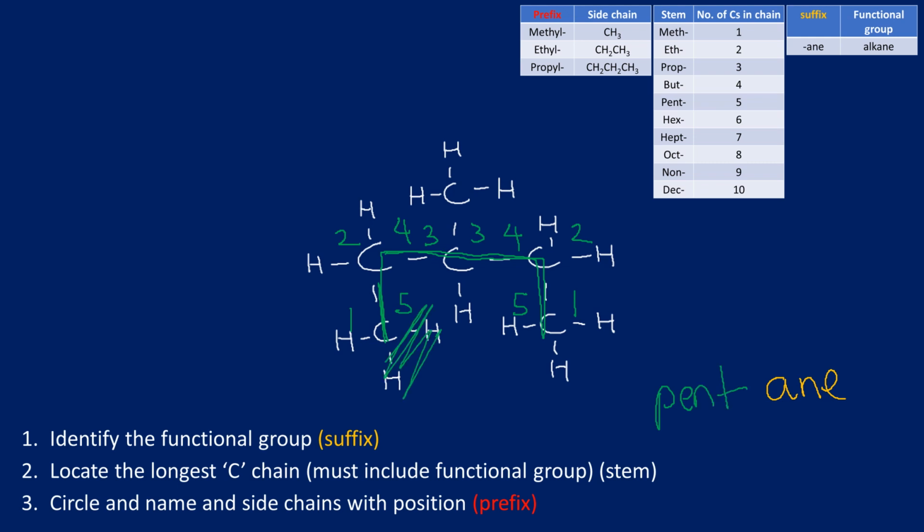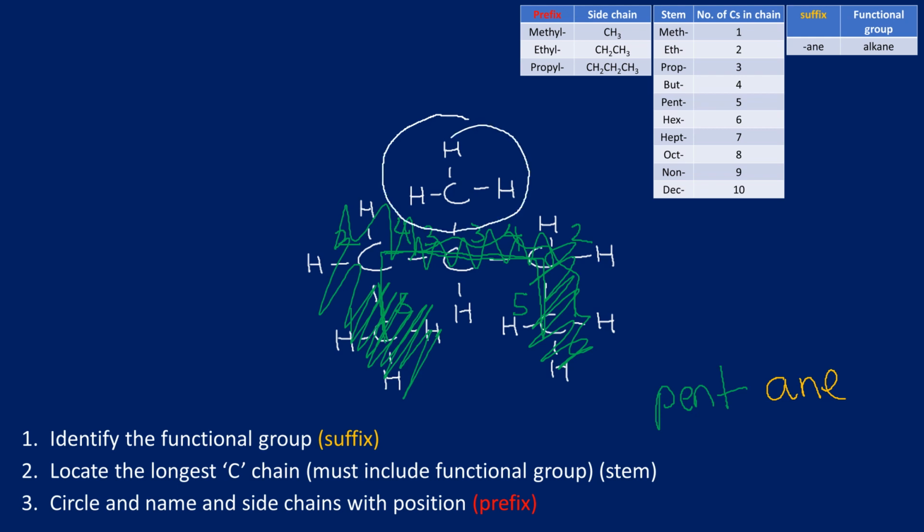So for the pentane, I've taken account of this part of the molecule here. There is a side chain, look. Up the top here, there's a side chain of a CH3. That's a methyl. So this is methyl pentane. What's the position of the methyl? It's either 3 or 3, so it doesn't actually matter. It's 3-methyl pentane.